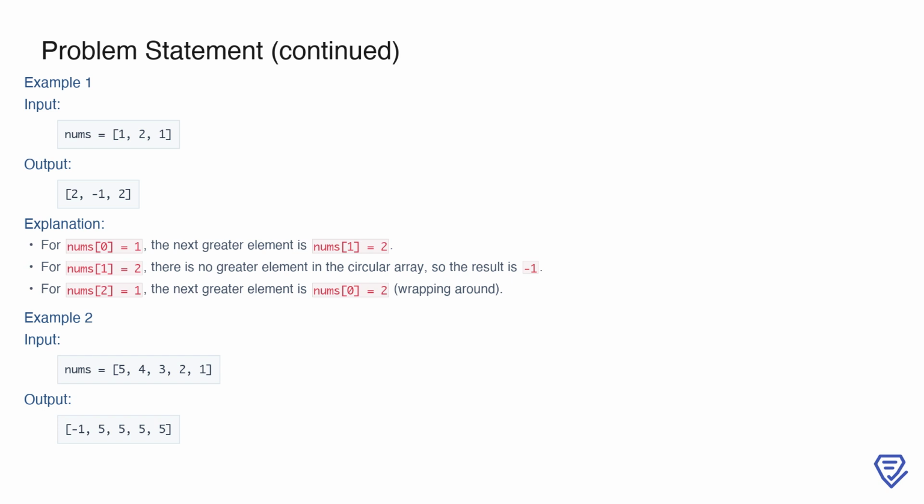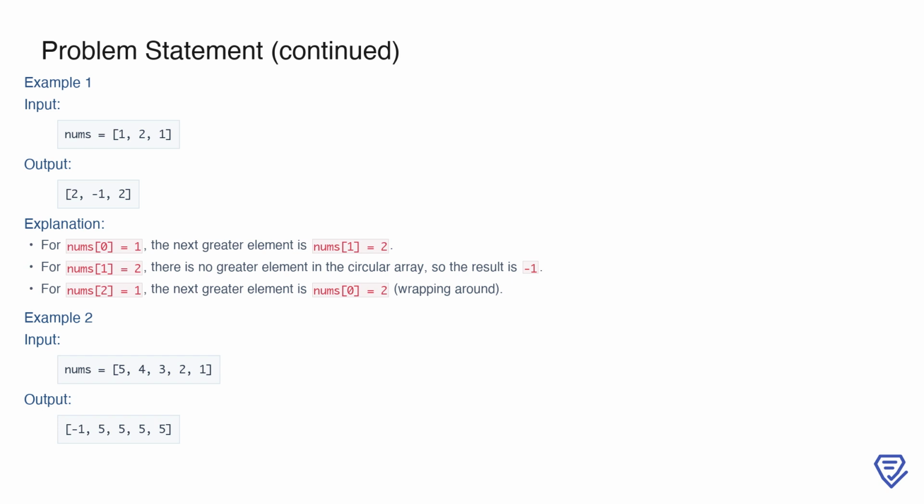In the first example, we have the input nums equals [1, 2, 1]. For the first number, 1, the next greater element is 2, which is the very next number in the array. For the second number, 2, there is no greater number as we traverse the circular array, so the result for this index is -1. Finally, for the third number, which is also 1, we wrap around the array and find that the next greater number is again 2. This gives us the final result, [2, -1, 2].